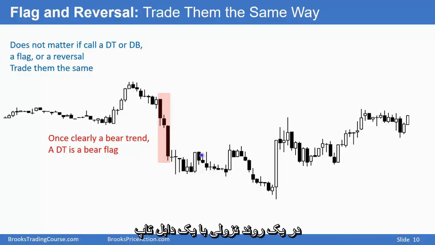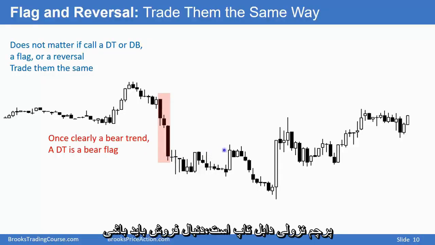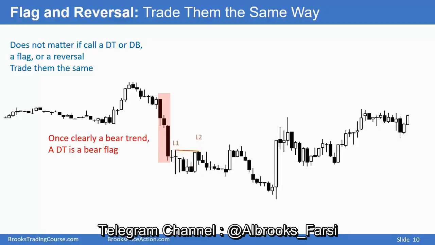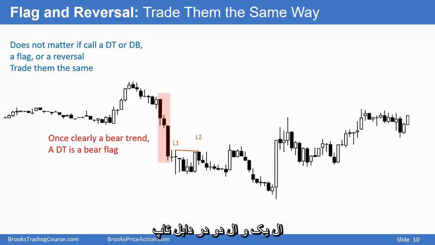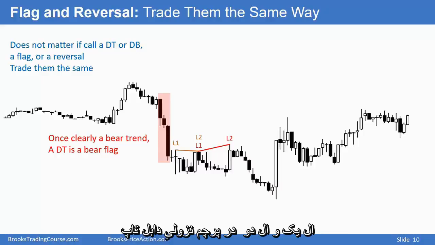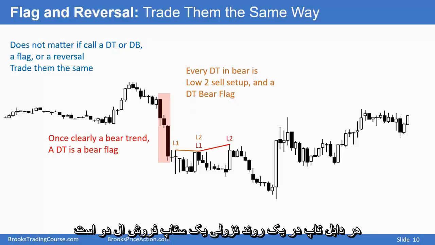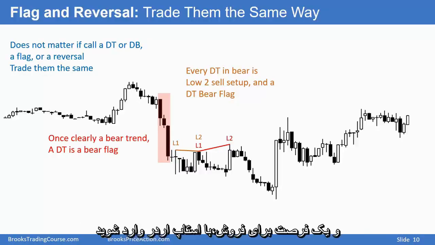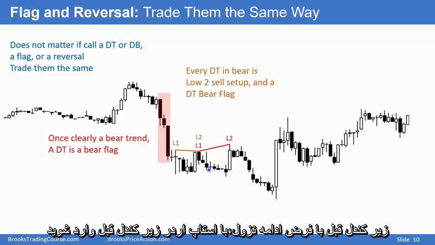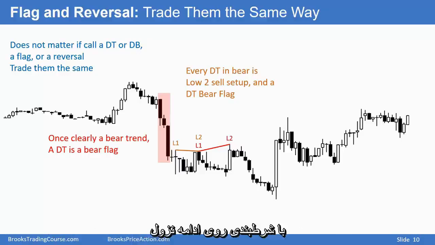Once a clear bear trend is a double top bear flag, you're looking to sell. Low 1, low 2, double top. Low 1, low 2, double top bear flag. Every double top in a bear trend is a low 2 sell setup, and therefore an opportunity to get short. Enter on a stop below the prior bar, betting on resumption down.